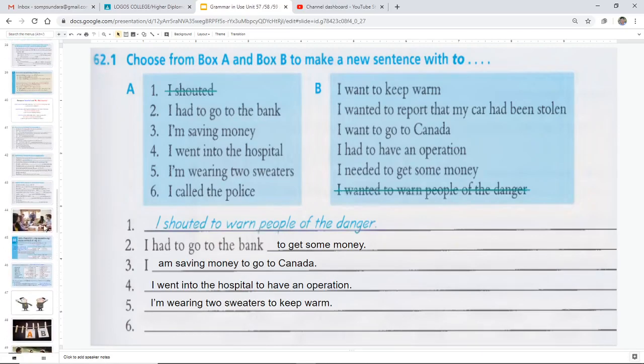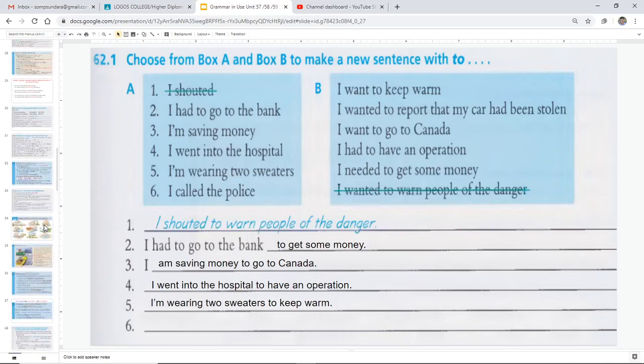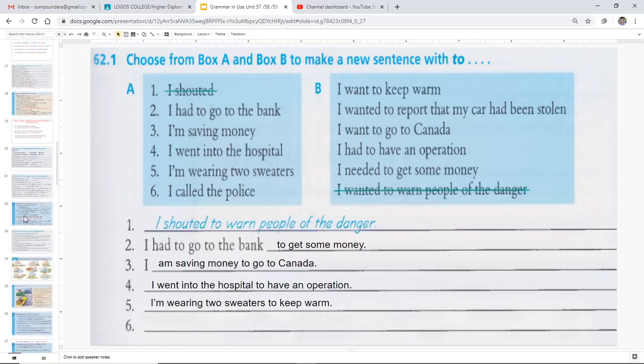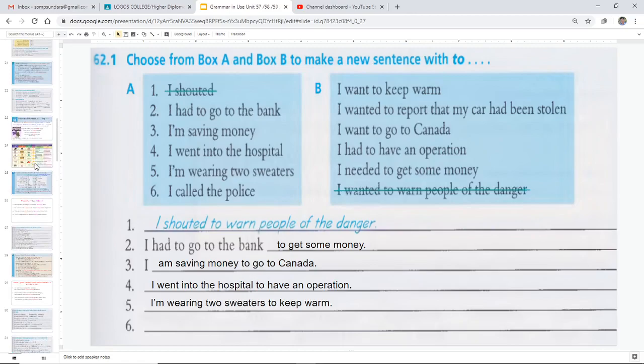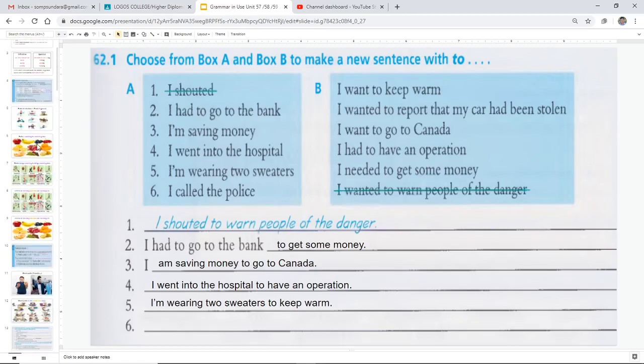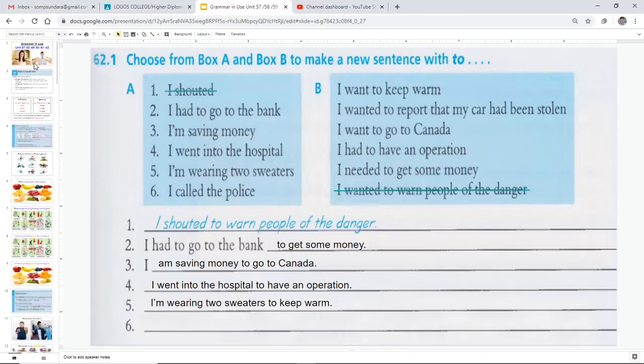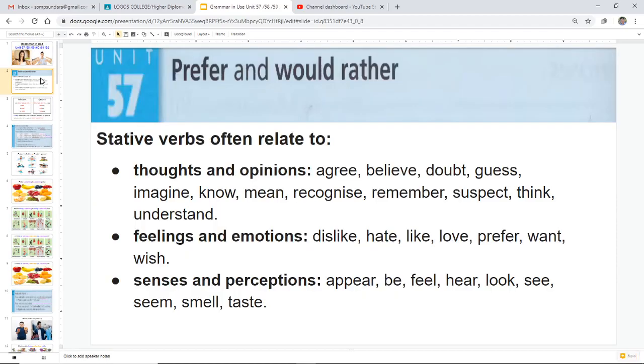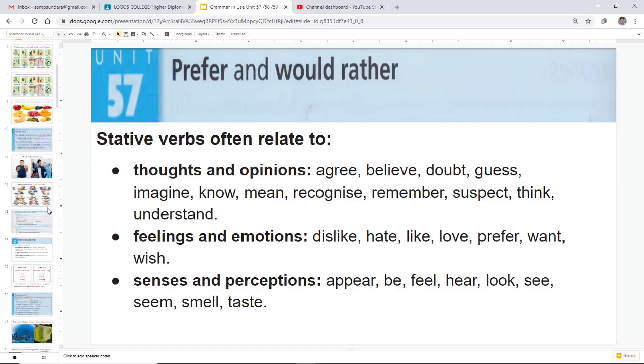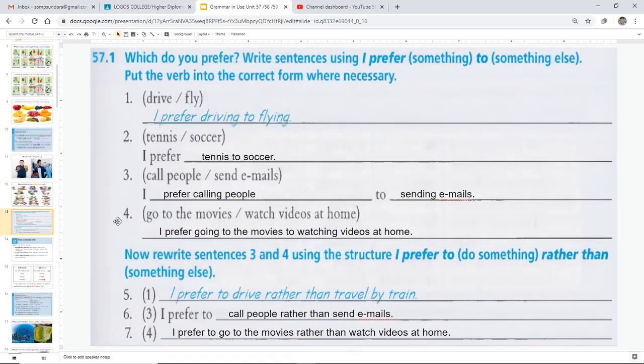Unit 57, 58, 59. If you remember, when we first started online learning, we talked about prefer and would rather. And the first homework I ever gave you was this exercise right here, 57.1. Right? So let's go over the answers.